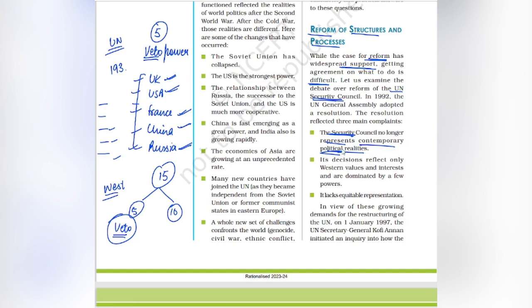There are so many other countries who are as powerful as China, maybe. Let's say India is one of the big examples. India is doing great at the international level. So why is India not becoming a permanent member, right?